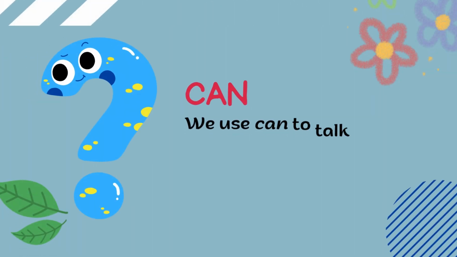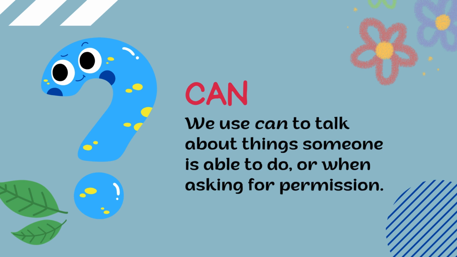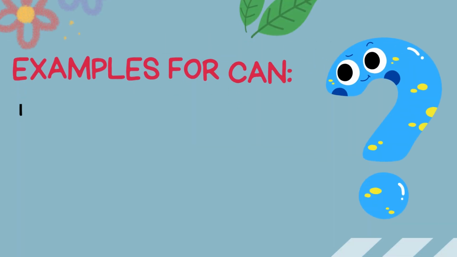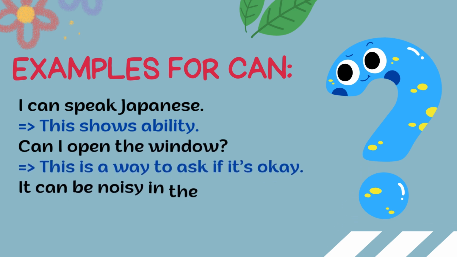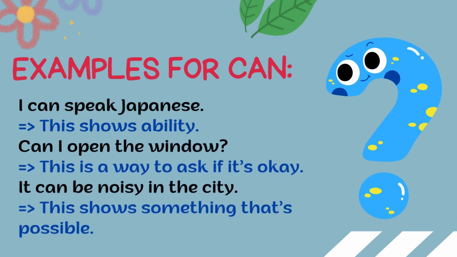Let's begin with can. We use can to talk about things someone is able to do, or when asking for permission. Here are some examples. I can speak Japanese. This shows ability. Can I open the window? This is a way to ask if it's okay. It can be noisy in the city. This shows something that's possible.